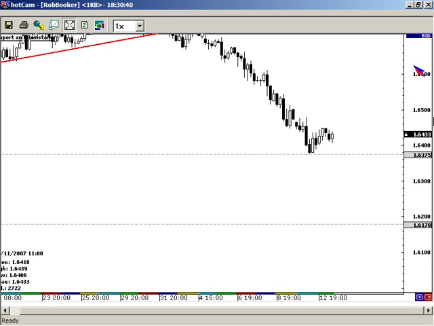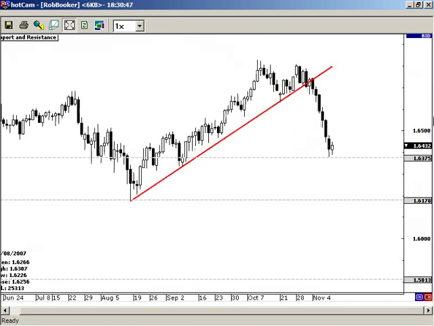Beautiful. Profit target on this, we've got many, many different options. One is we can use this line right down here. I'm going to change the color so we can see it a little better. We can use this line down here at 61.78. That's the previous low.